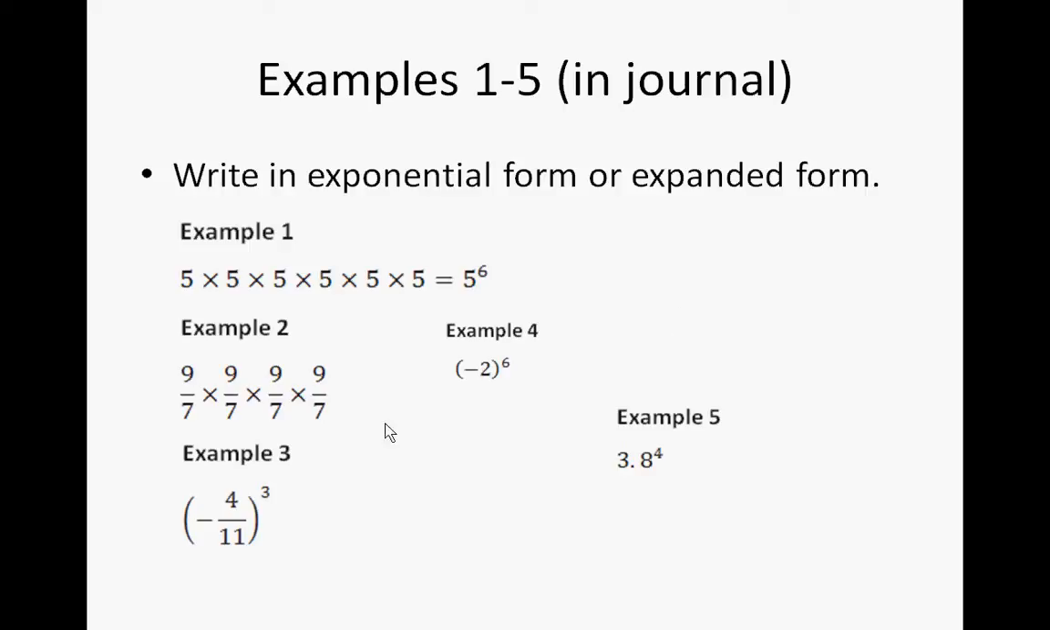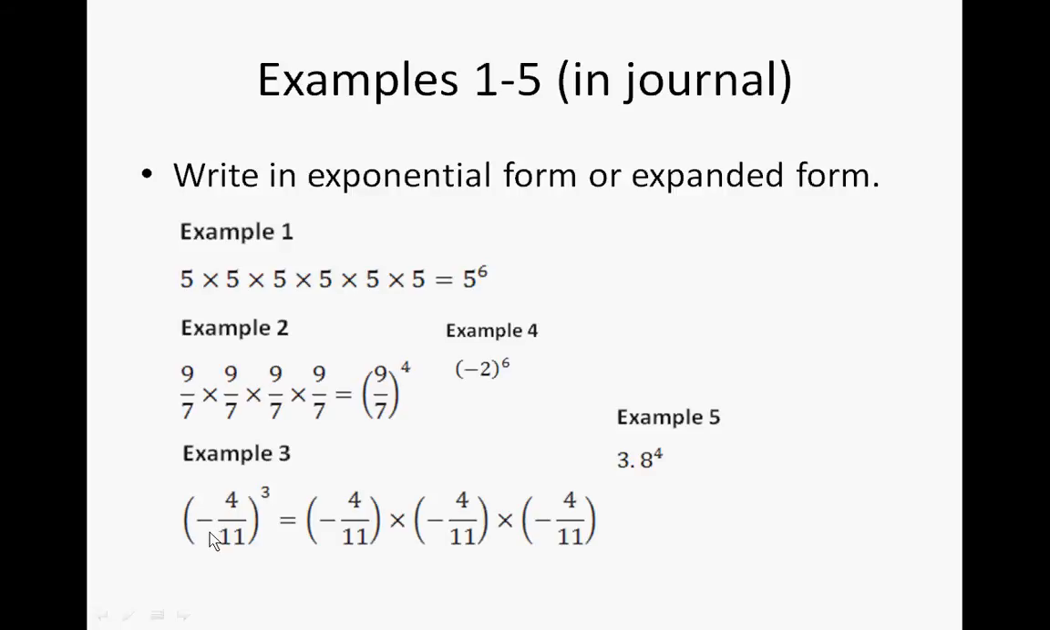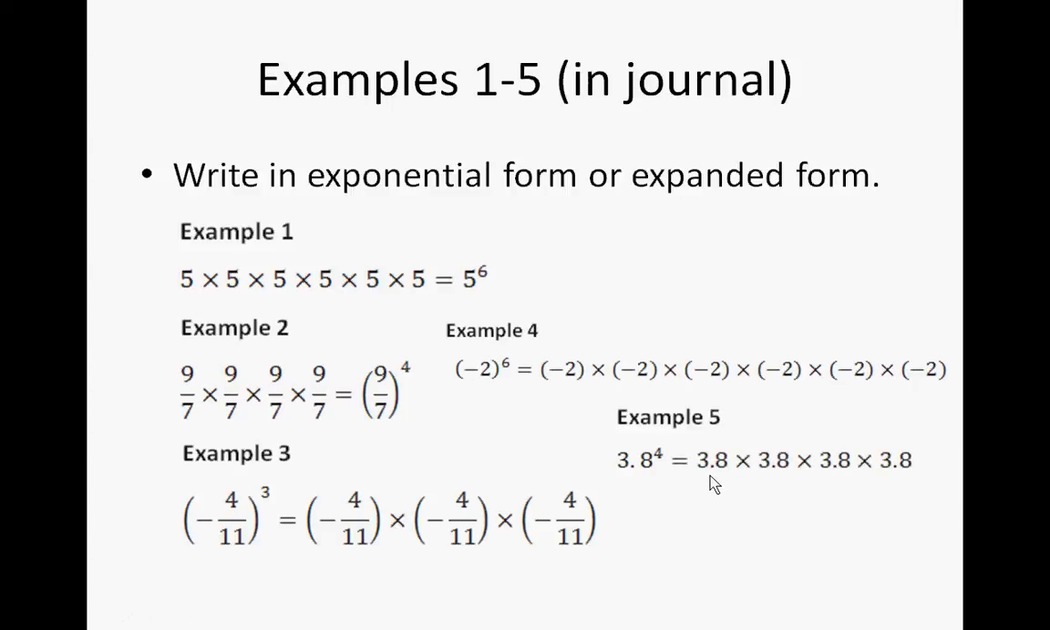Alright, for number 2, 9/7 multiplied by itself 4 times would be 9/7 to the 4th power. For example 3, this would be -4/11 repeated, each time multiplied by itself, and you should have 3 copies of that. For number 4, if we have -2 to the 6th power, then you should have -2 times itself 6 times. And for number 5, 3 8/10 raised to the power of 4 would be 4 copies, 3.8 times itself 4 times.